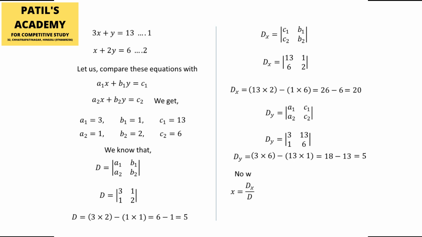Now we will find the values of the variables. x is equal to Dx upon D. So x is equal to 20 divided by 5. It means x is equal to 4.